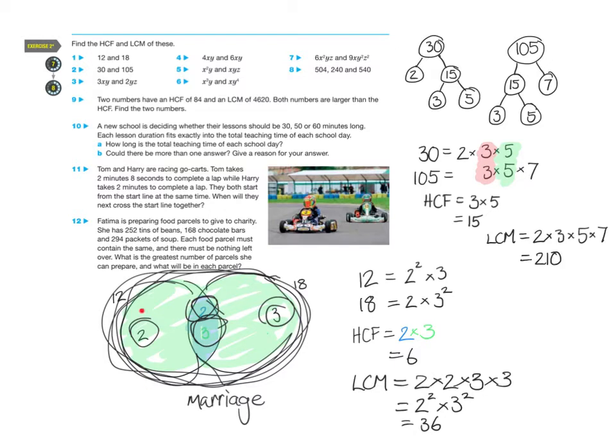So this is an alternative to the Venn diagram method. I find it's easier to use it if you write down the numbers underneath each other so that you can clearly see that the 3s line up and the 5s line up, making it easier to find highest common factor and lowest common multiple.